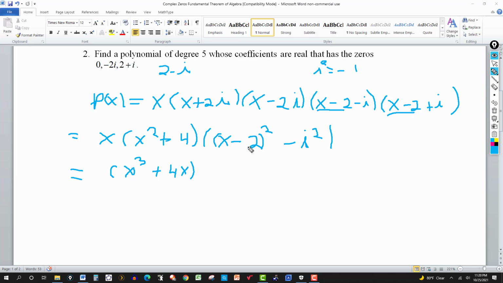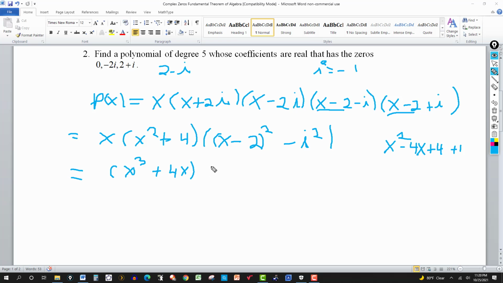And then in this one here, let's look at this part right here, x minus 2 squared. Let's do that over here. So that's going to be x squared minus 4x. Okay, I'm just squaring this using the formula for the square of a binomial. That'll be x squared minus 4x plus 4. And then here, i squared is negative 1. So minus a negative 1 is a plus 1. So this becomes a plus 1.